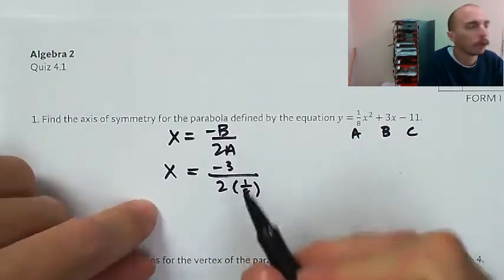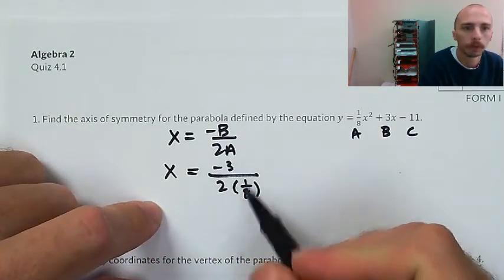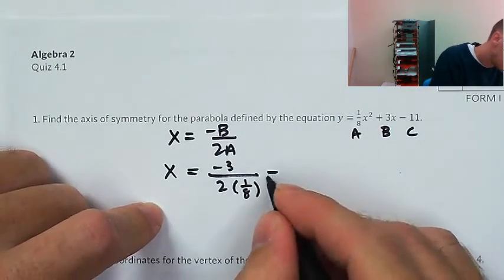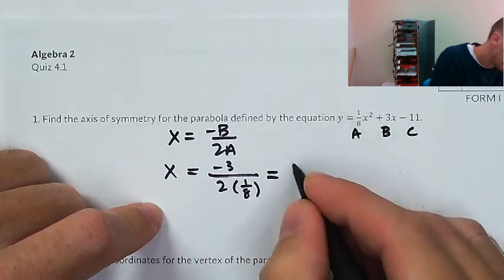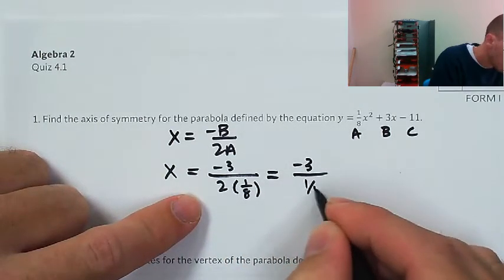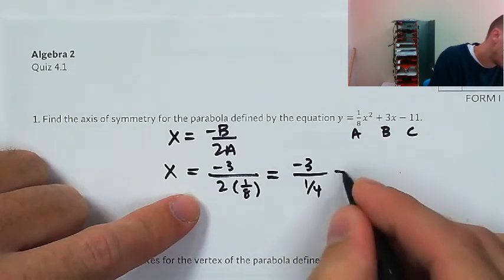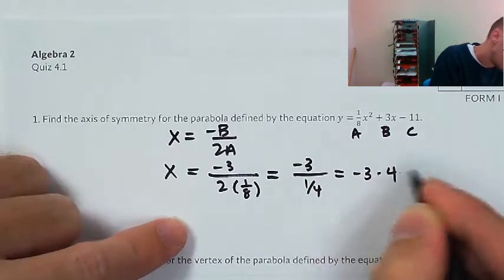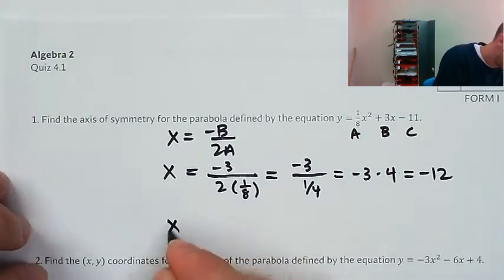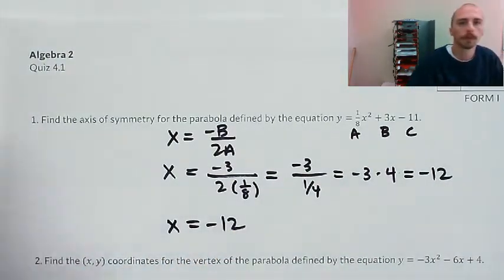Like I said earlier, if this was just for your response or just a quiz, you could stop there. That's a number that's equivalent to what we're going for. But in multiple choice, you'd need to do a little bit more simplification. So this would be negative 3 over 2/8, which is 1/4, and dividing by 1/4 is like multiplying by 4. So that's going to be negative 12. So my axis of symmetry is x equals negative 12.